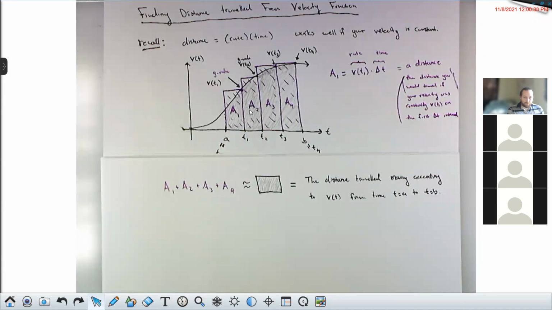And if you use infinitely many rectangles, that shaky equal sign becomes exact. And that gives you the exact pencil shaded area. Therefore, the exact pencil shaded area must be the exact distance traveled if you're moving according to that velocity function from time t equals a to t equals b. Pretty cool, right?